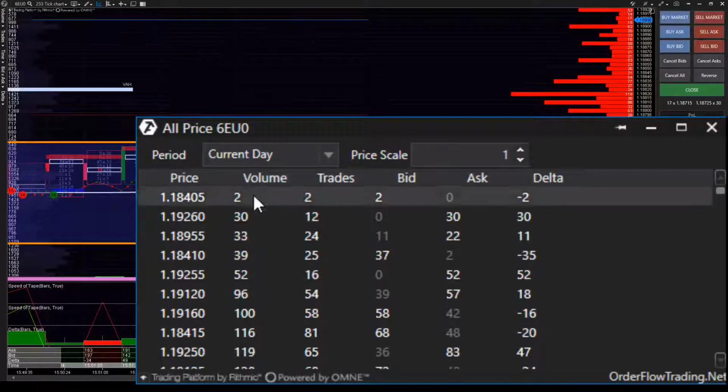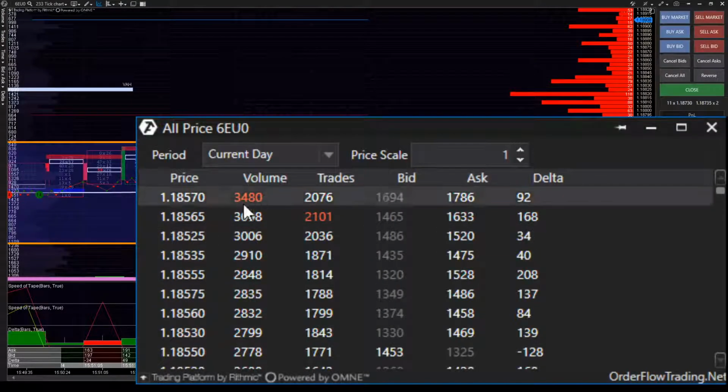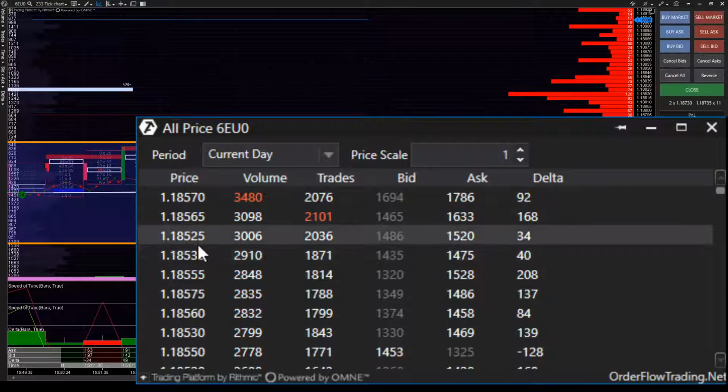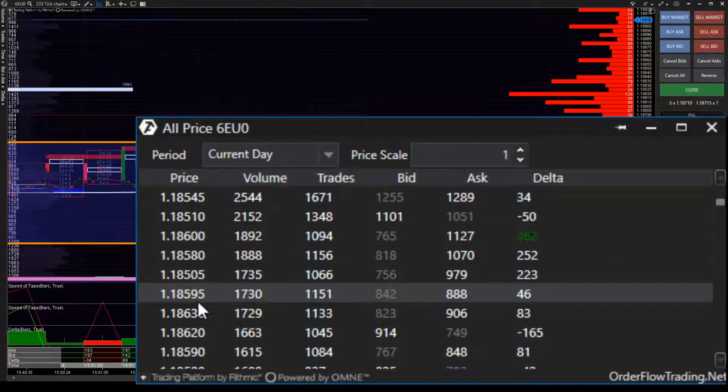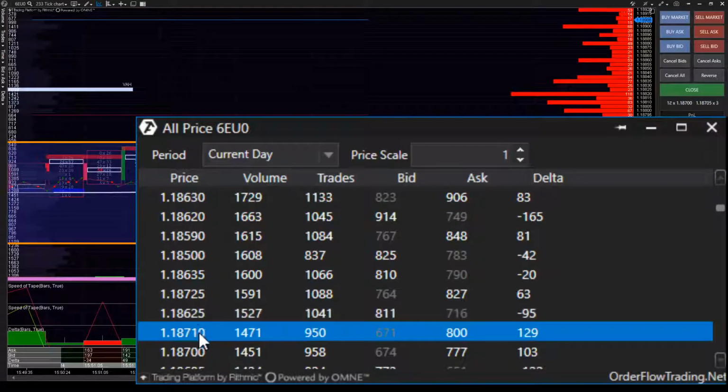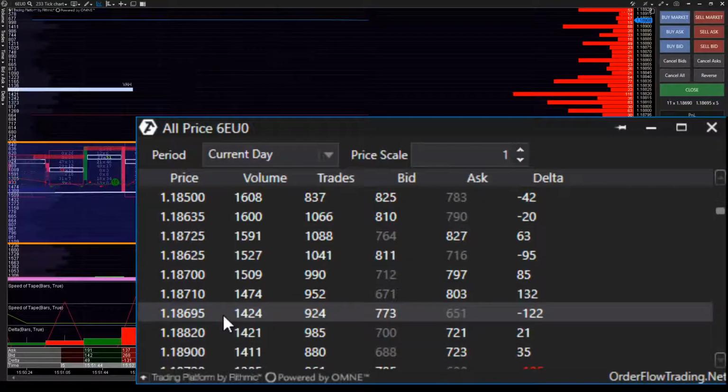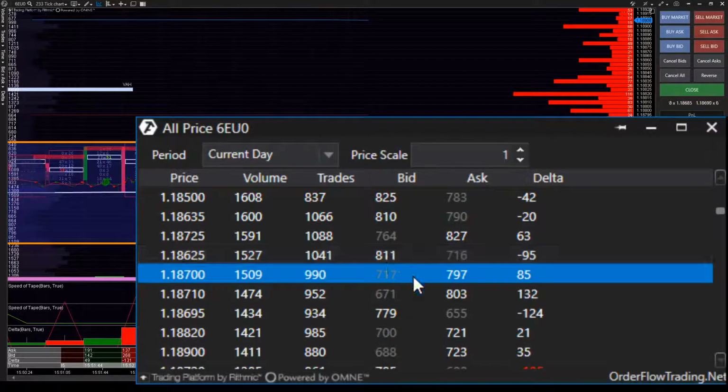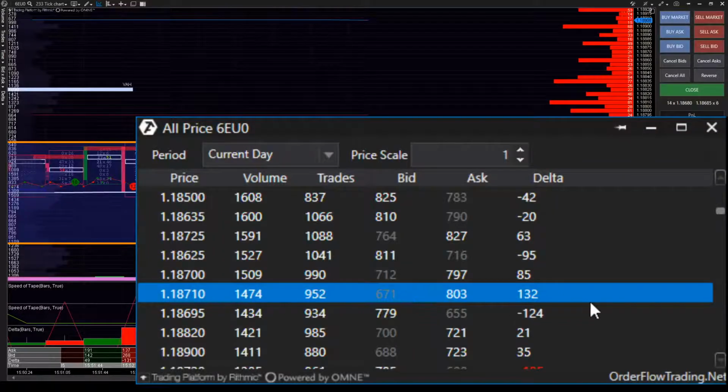See on volume, higher volume, 185. We need to find something with 187 here with high volume. You can see 87 right here. You can see high volume, but the delta is not really that significant. This one it is 132 delta positive at 1.18710.